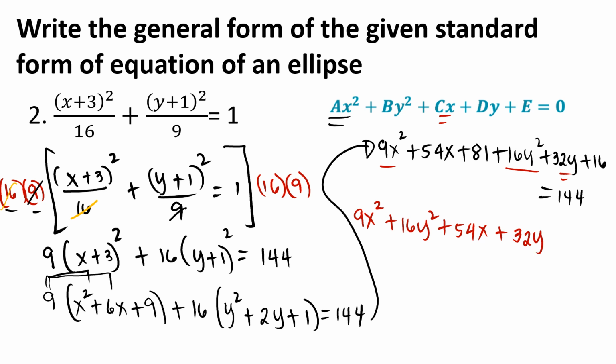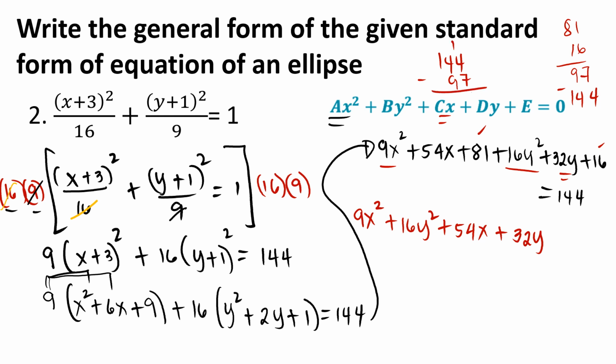and then followed by the constants. So we have the constants, 81 plus 16. So how much is 81 plus 16? We have 97. And so far, since it will be equated to 0, the 144 will be transposed to the left. So this time, we will be subtracting 144 minus 97. So what would it be?